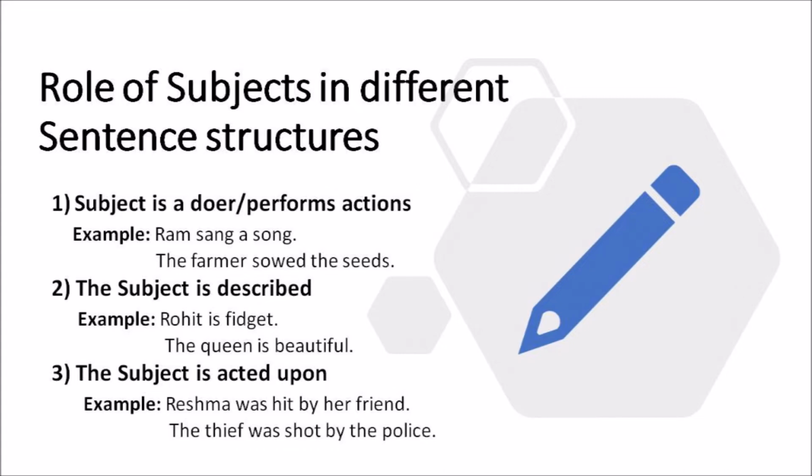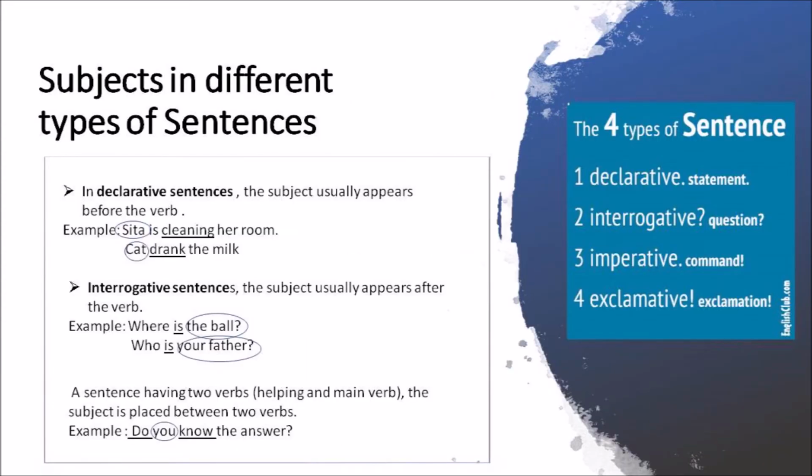I hope you can understand all the three roles the subject plays in the sentence: as an actor, as a descriptive role, and as an acted upon subject. Now let's talk about the role of subjects in different types of sentences, as we have learned in the previous chapter: declarative, interrogative, imperative, and exclamatory.